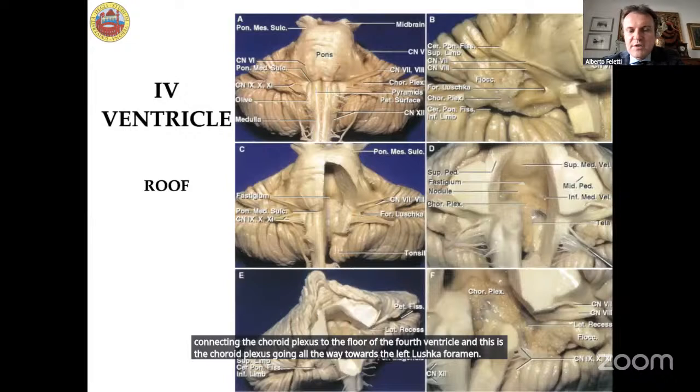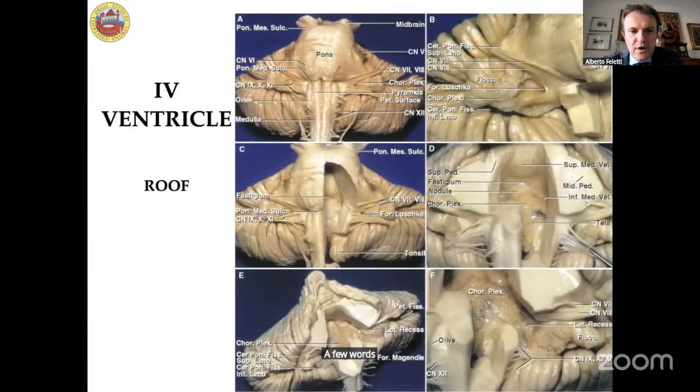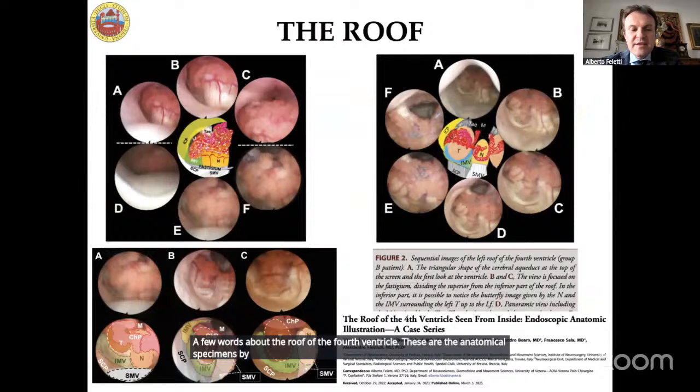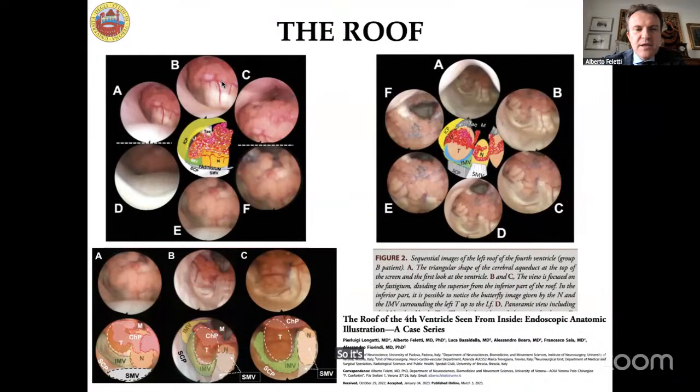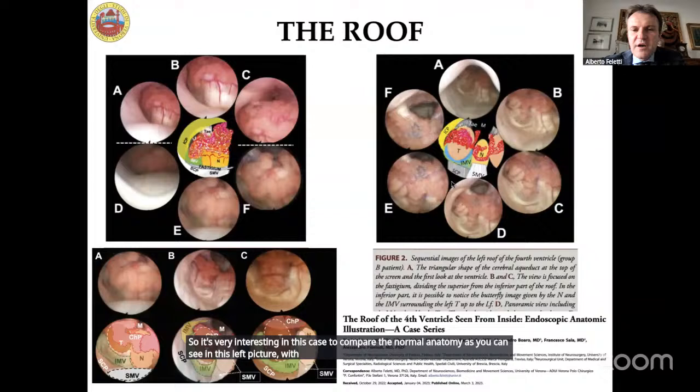A few words about the roof of the fourth ventricle. These are the anatomical specimens by Rhoton, but let's have a look at the endoscopic vision. So it's very interesting in this case to compare the normal anatomy, as you can see in this left picture, with the anatomy in case of hydrocephalus.